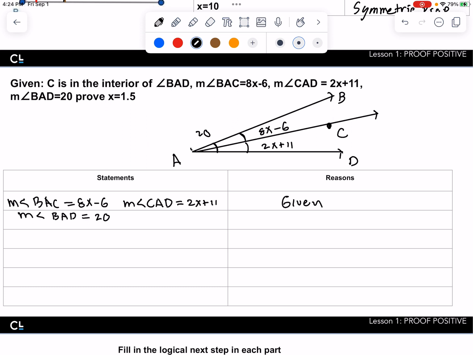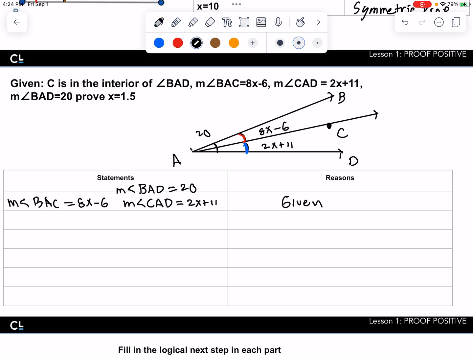So angle proofs are often going to start with the angle addition postulate. So we need to start with the angle addition postulate. I'm going to write this over here so I have more space. Okay, so if I want to say the angle addition postulate, I need to say the parts of the angle. In other words, I need to say that this angle plus this angle equals the black angle, right? That's what the angle addition postulate says. The parts of the angle add up to the total.